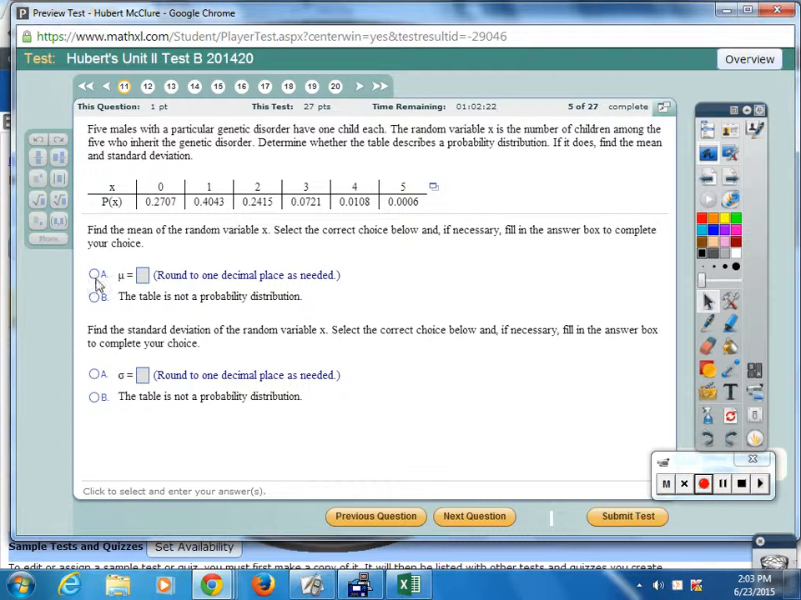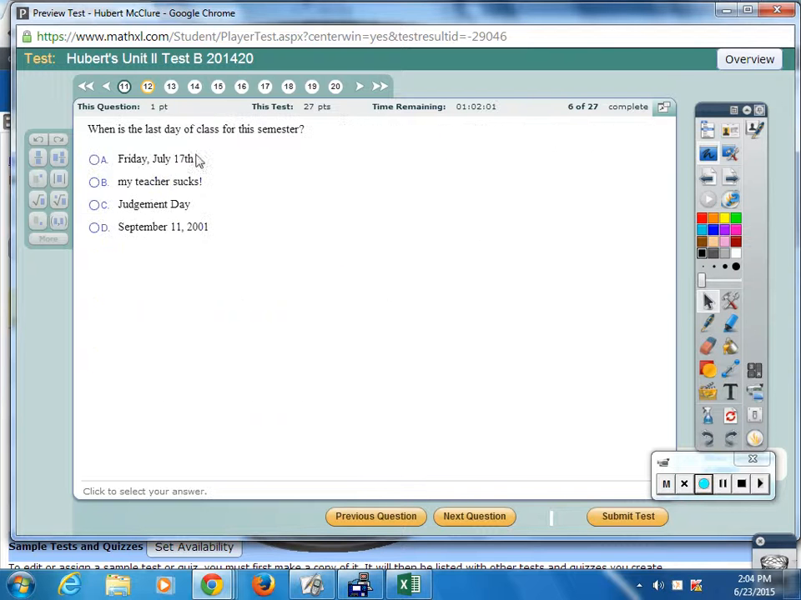Anyway, what is our mean? 1.14 or 1.15? Okay, so that'd be 1.2. Okay, thank you. And then standard deviation is what? 0.9. That's all they ask.